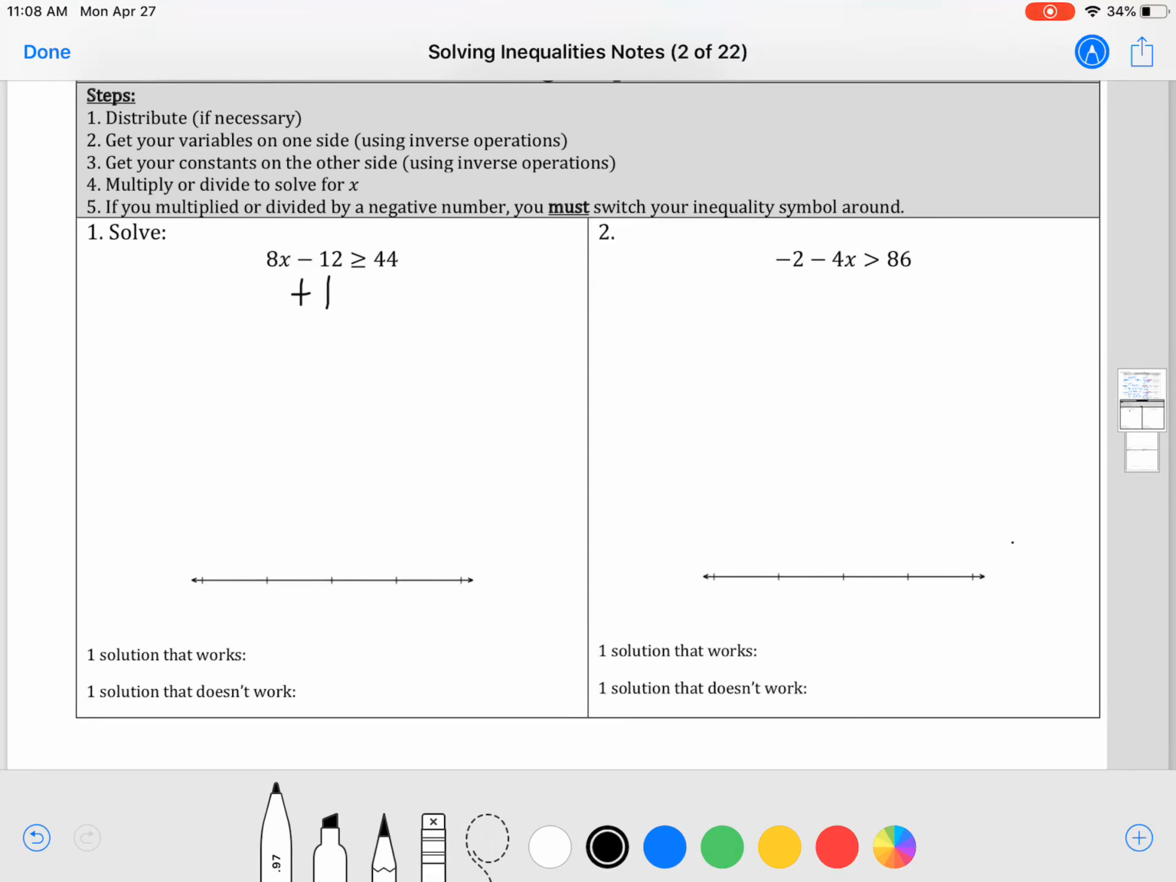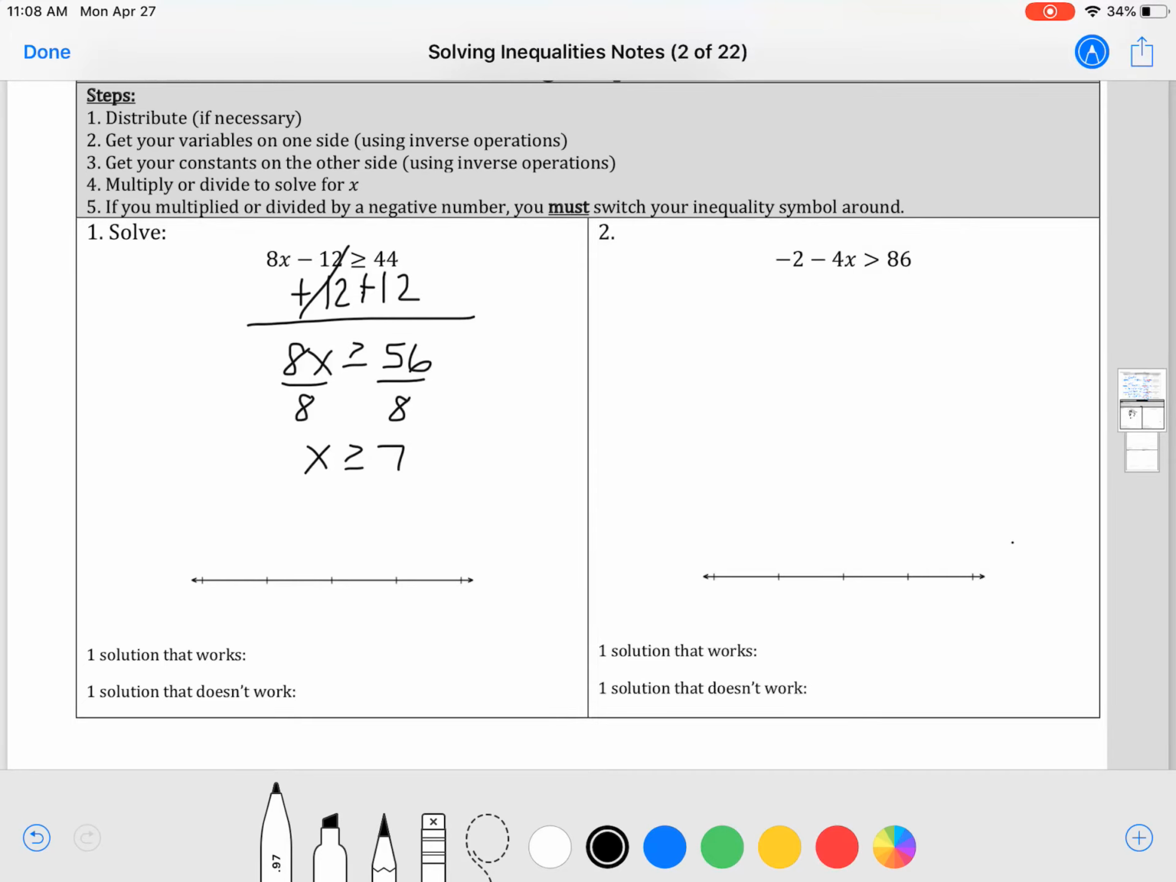So I'm going to say, okay, plus 12, plus 12. I'm adding 12 to both sides. So I'm trying to get x by itself. So that means 8x. And as I'm adding 12, those nicely add to 0 for me. I keep that greater than or equal to, and I'm going to get 56. I want x by itself, so I'm going to divide by 8. Divide by 8. Divide by 8. So x is greater than or equal to 56 divided by 8, which I know from my facts is 7.